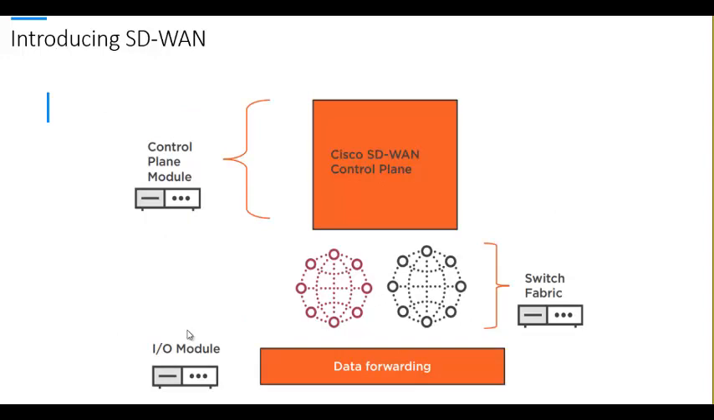Whereas SD-WAN uses the internet or the MPLS connection or the leased line connection as a switch fabric. So this is one type of connection. This is another type of connection that you have in the internet. For SD-WAN, that is going to be simply a switch fabric.